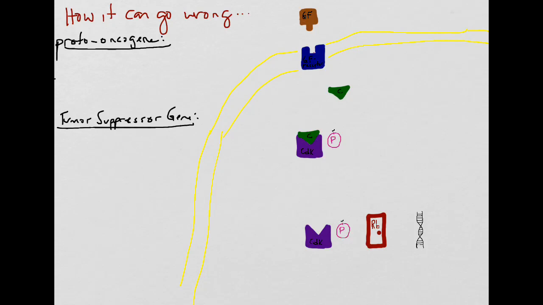So here's how it can go wrong. And before I get to there, I just have to do a definition to make sure you understand these terms. The term proto-oncogene. When you hear proto-oncogene, think of these are the good genes. These are genes that code for regulatory proteins, that code for the checkpoint proteins. So these are genes that code for proteins that promote mitosis.